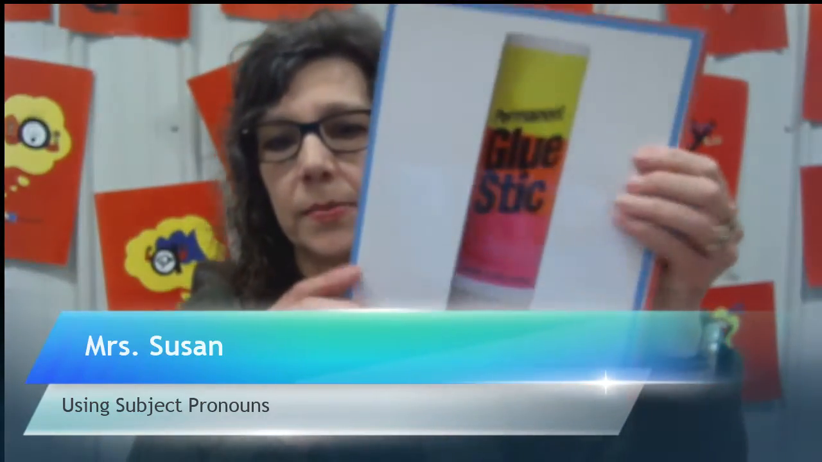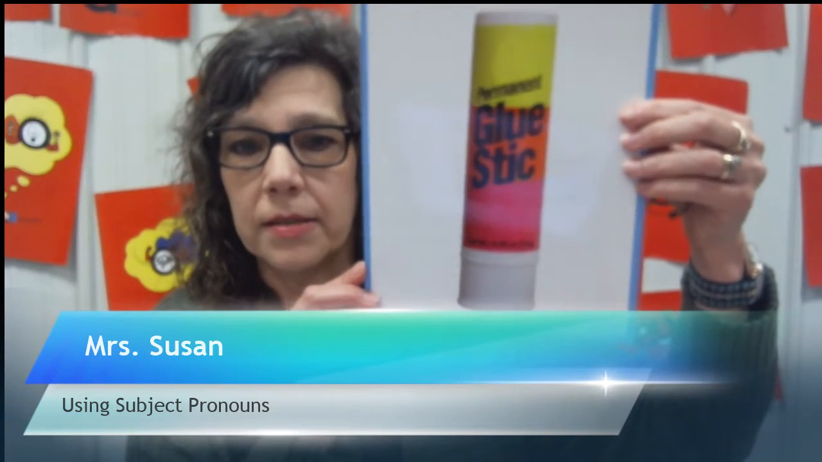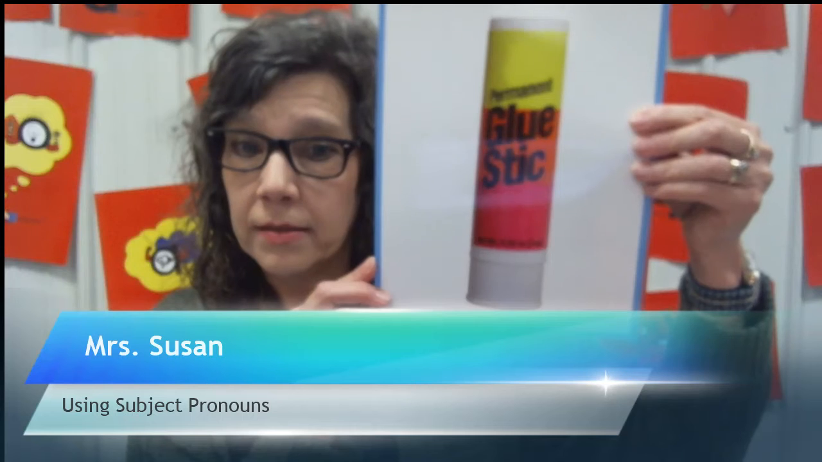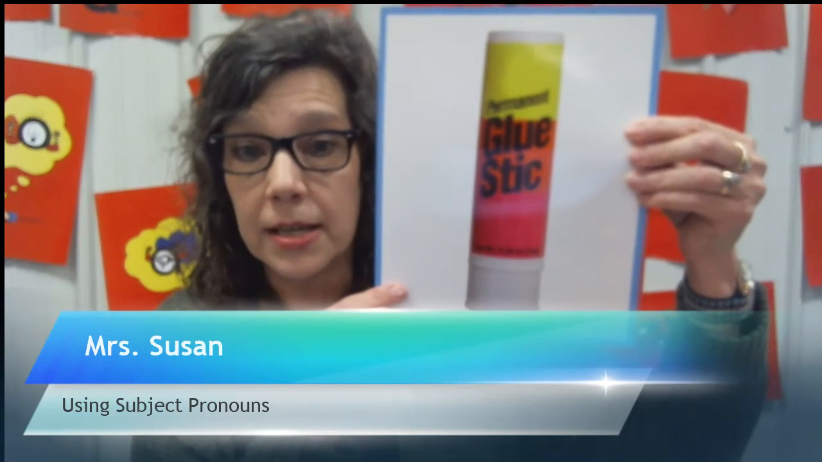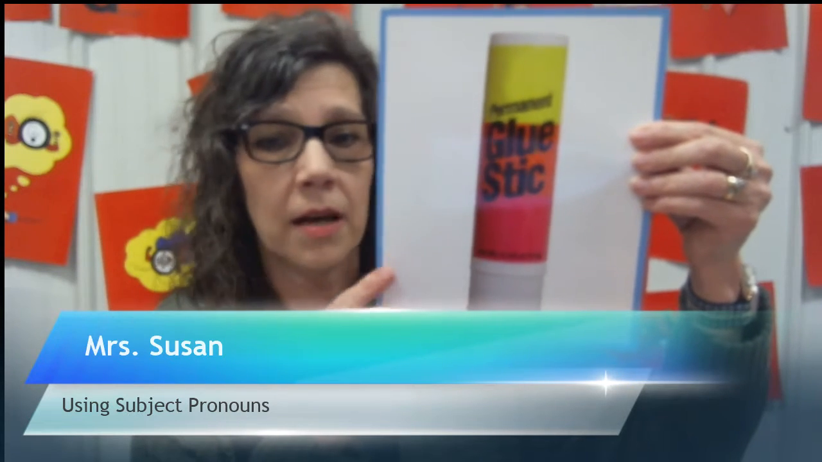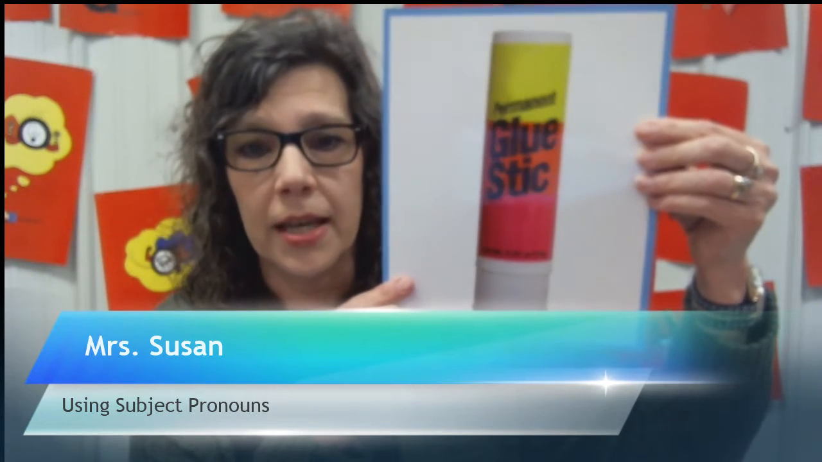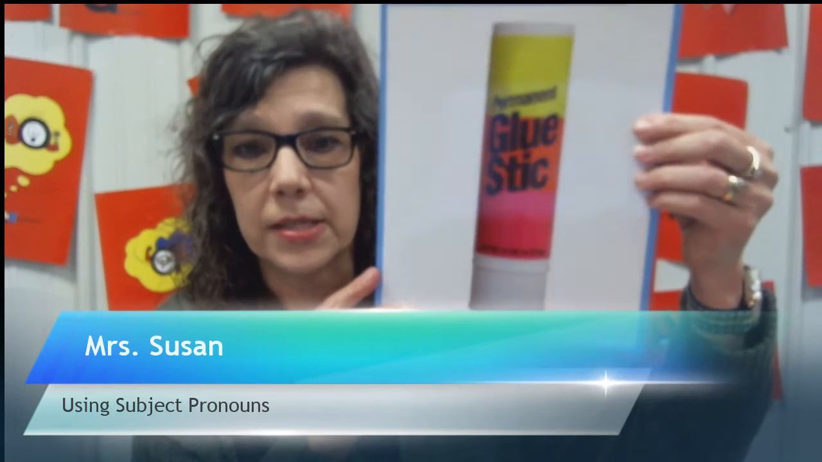All right, what about this one? It's a glue stick, isn't it? Glue stick. So can we say he? He is a glue stick? No. She is a glue stick? No, we would have to say it, because it's not a boy, it's not a girl. It's just a thing. So we would say it is a glue stick. It.